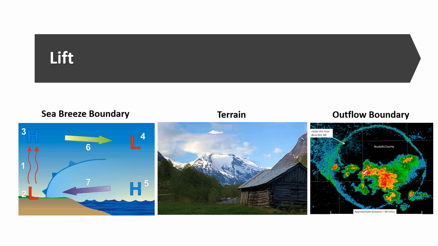Other sources of lift are sea breeze boundaries, terrain, and outflow boundaries from thunderstorms. Sea breeze boundaries and outflow boundaries act like mini cold fronts in the sense that cool air is moving and forcing warm, moist air to rise. Terrain or mountains act as a physical barrier that forces air to rise.